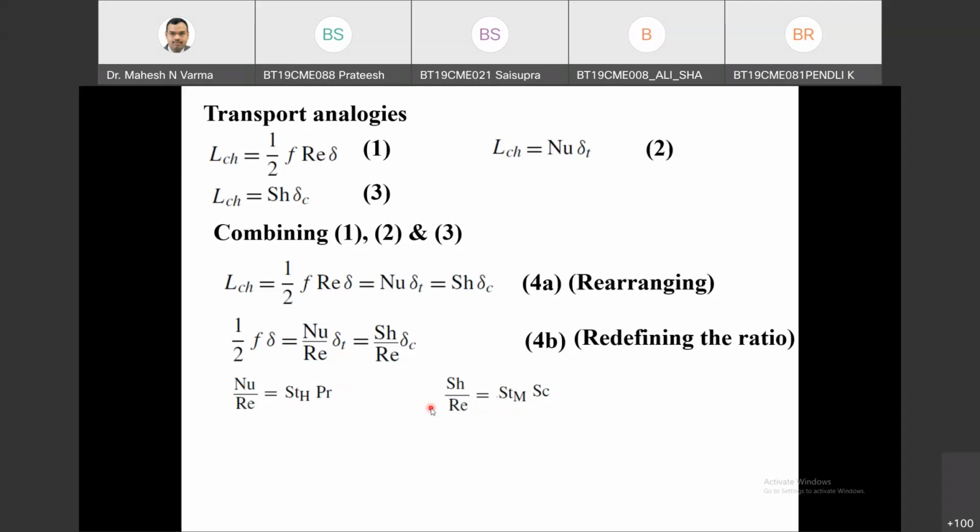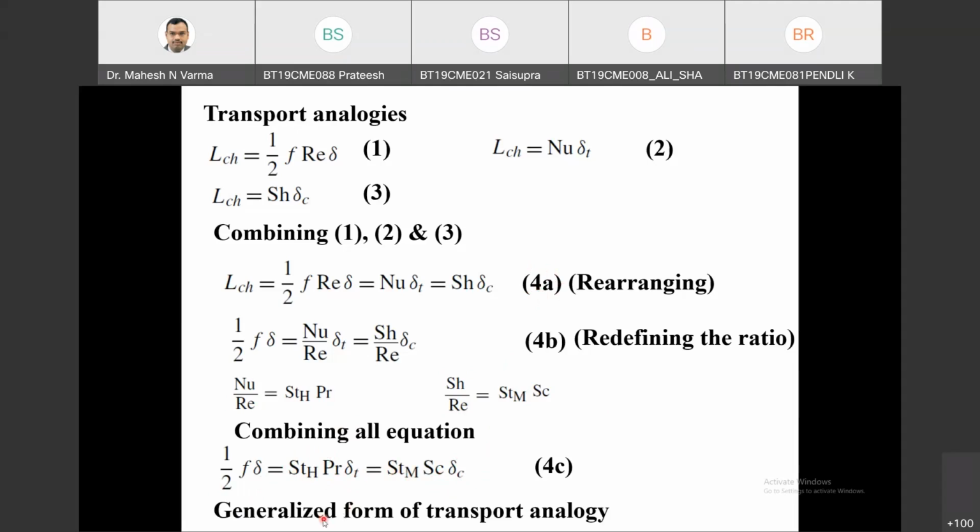So substituting this and combining the equations, I get half friction factor times delta, which equals Stanton number for heat transfer times Prandtl number times heat transfer boundary layer thickness. That equals Stanton number for mass transfer times Schmidt number times mass transfer boundary layer thickness. So this is equation 4A. All these three equations are called the generalized form of transport analogy.